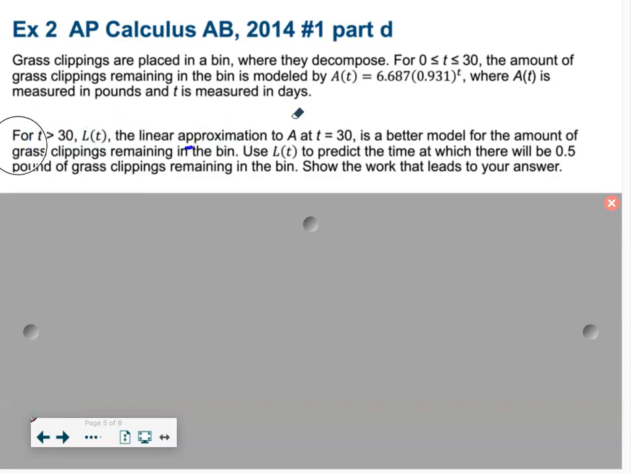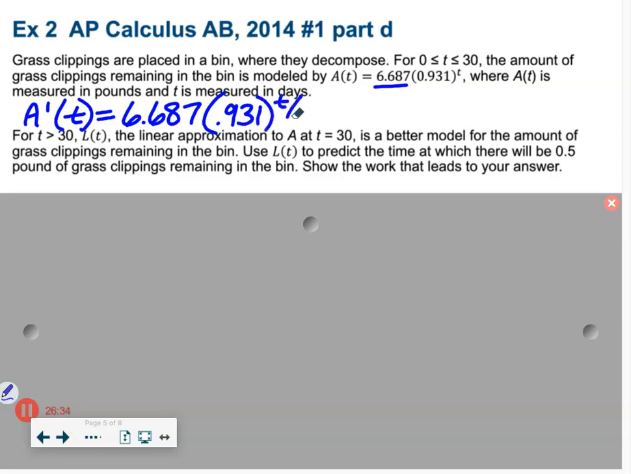So our derivative, A prime. What is 6.687? That's just a coefficient. It just comes along for the ride, right? So 6.687 gets multiplied by your answer. This is like a to the u. So your a is 0.931, your u is t. So if I have a to the u, the derivative of a to the u is a to the u times the derivative of t. What's the derivative of t? 1, times natural log of a. That's your A prime.